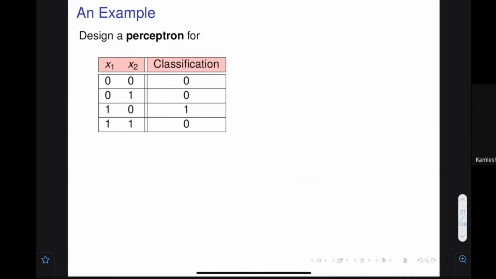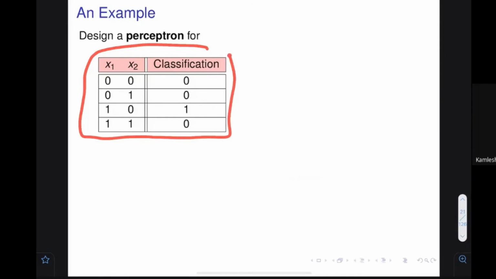Now I'm going to ask a question. Design a perceptron for this particular table.